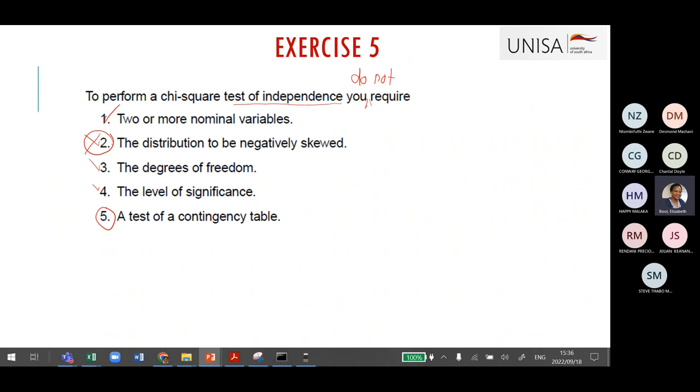You need the degrees of freedom and the level of significance to find the critical value to make a decision or to generate a region of rejection. And this is a test for a contingency table. You also need to be able to put your data into a contingency table in order to calculate your expected values. So the only thing that is not correct here is number two.